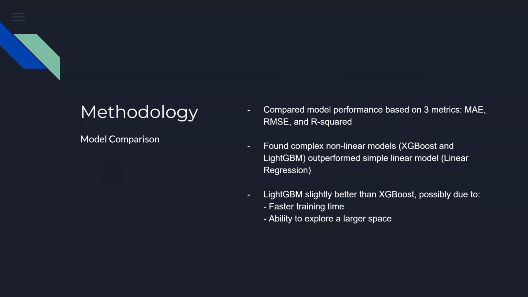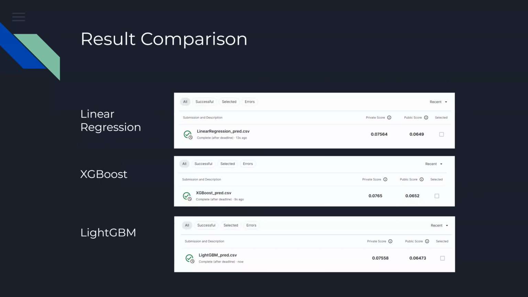We compare the performance of the three models based on their MAE, RMSE, and R-square values. We found that the complex nonlinear models XGBoost and LightGBM perform better than the simple linear model, linear regression. LightGBM achieved slightly better performance than XGBoost, possibly due to the faster training time and ability to explore a larger space. Here are the result comparisons.